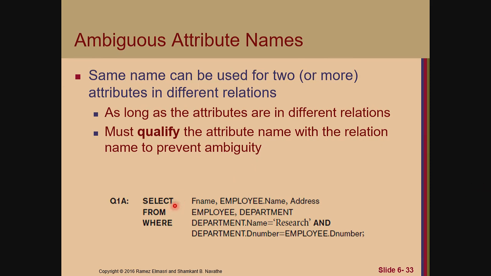here, select F name, for example, and the similar name is here, D number and D number. If you have similar names, you have to identify the table name in front of the attribute to show both of them come from different tables. Okay. Prevent ambiguity.